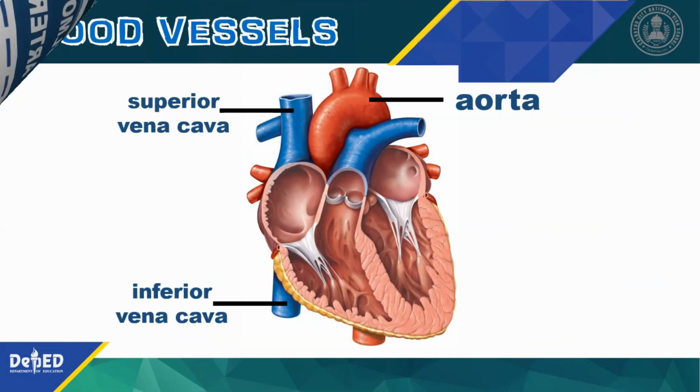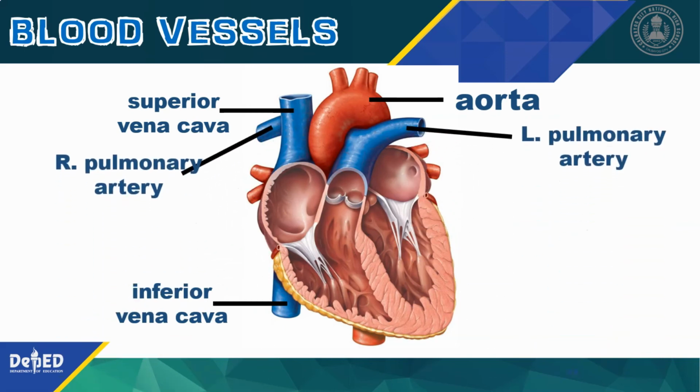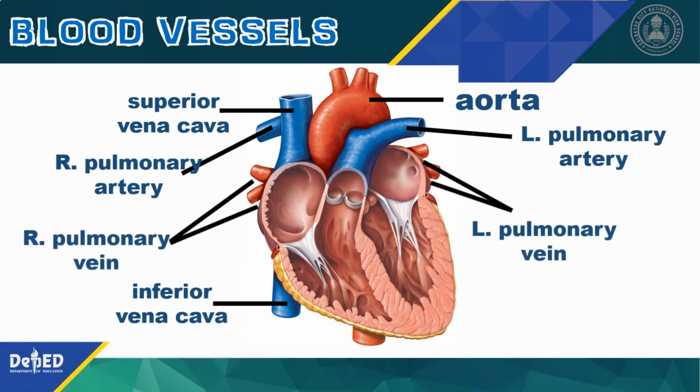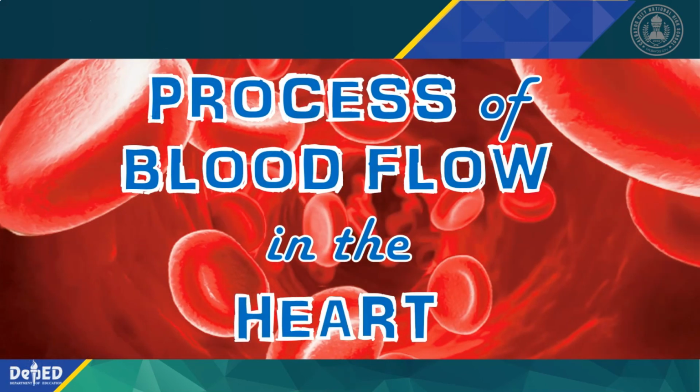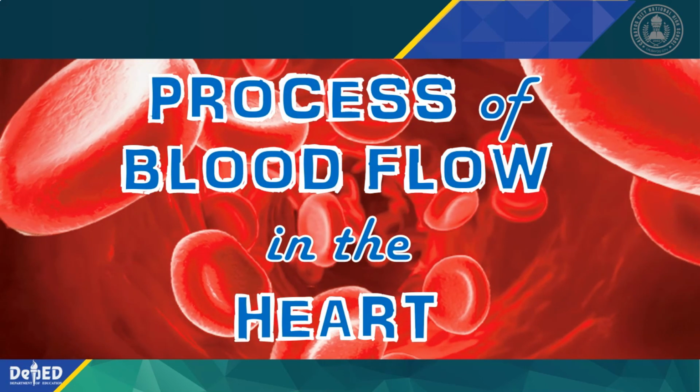Let us locate where the pulmonary arteries are located. We have the right pulmonary artery and the left pulmonary artery. We also have the right pulmonary veins and the left pulmonary veins. To complete our learning of the circulatory system, I have inserted a clip from Neural Academy that clearly summarizes the process of blood flow in the heart.